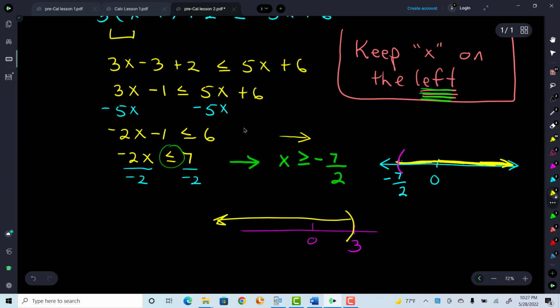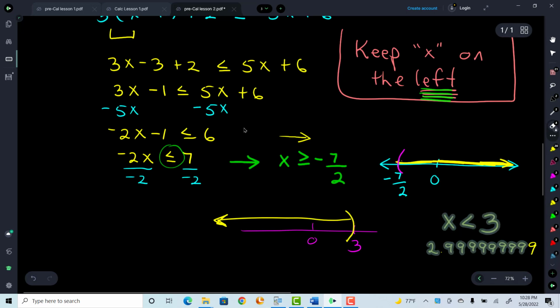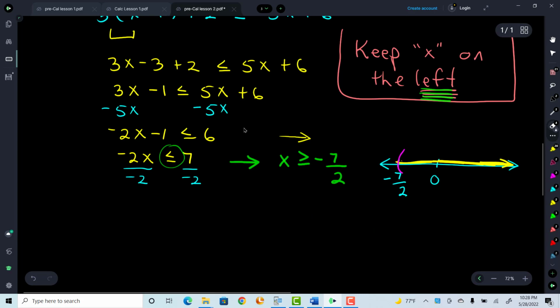What would this mean? This means that I've got everything that is less than 3. So that means 2.999999999, right? Just keep going as close as you can possibly get, but not including. So the parenthesis means it does not include the number. The bracket means it does include the number. Okay, another way of representing this is using what we call interval notation.